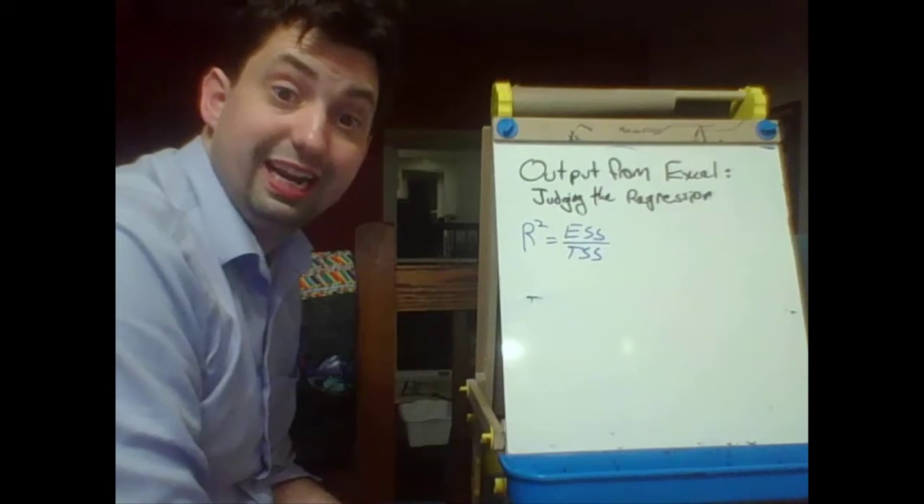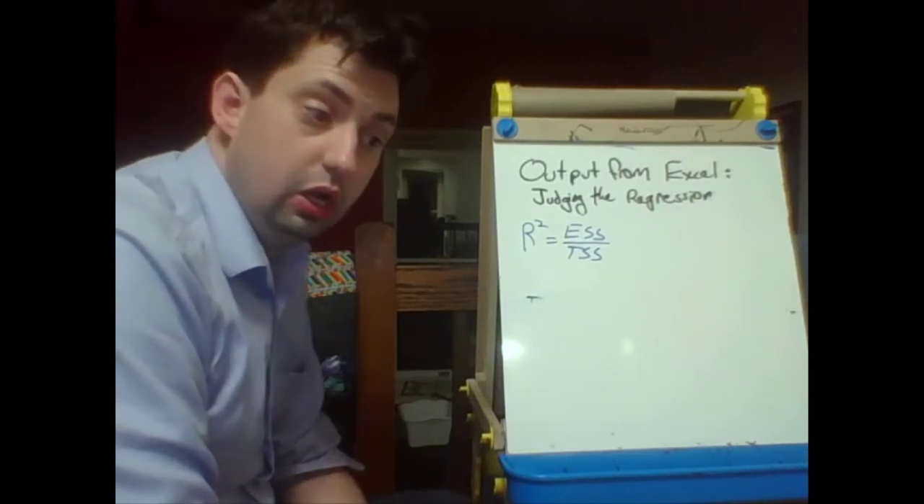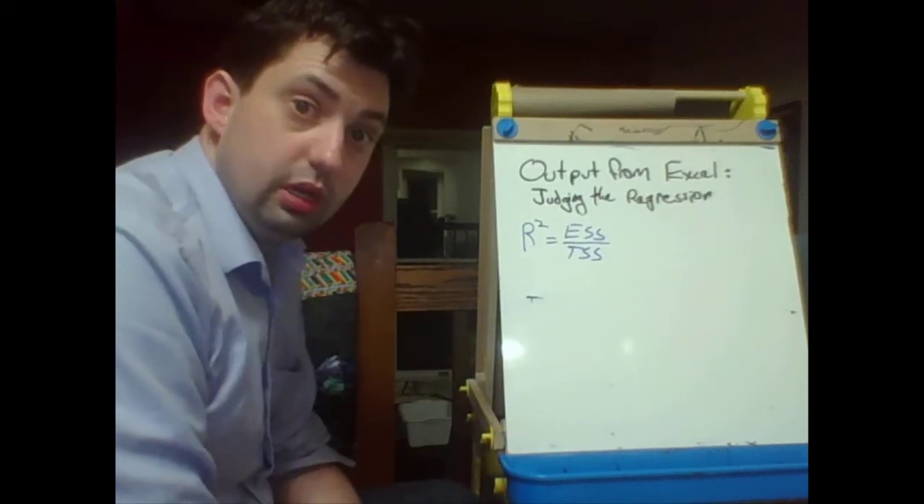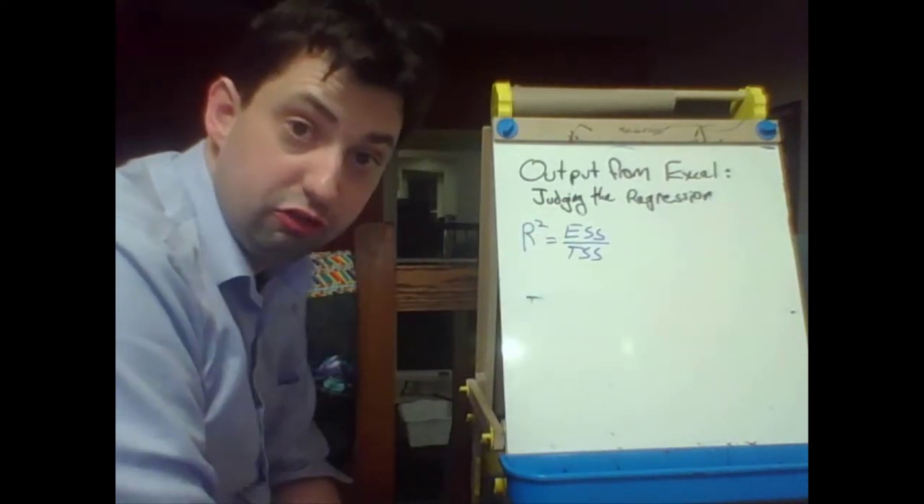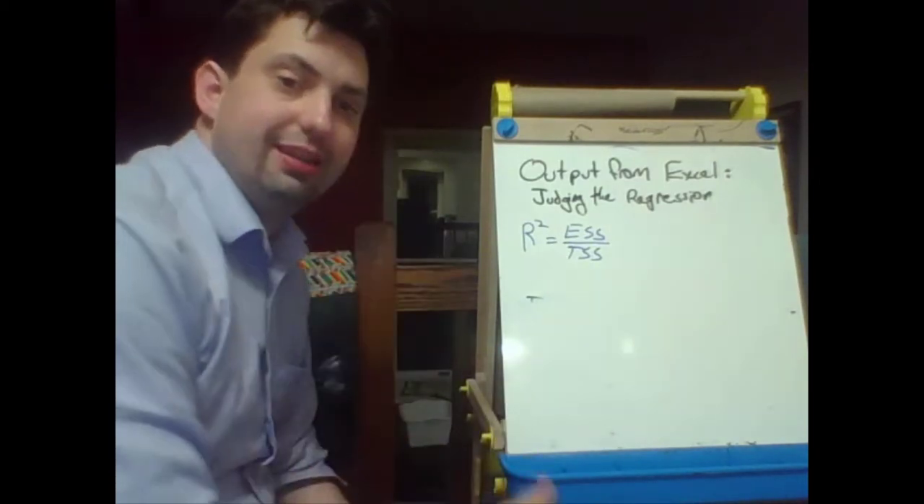Now, a quick note, again, on notation and verbiage. Some people refer to the explained sum of squares as the regression sum of squares. You see that in the Excel output.